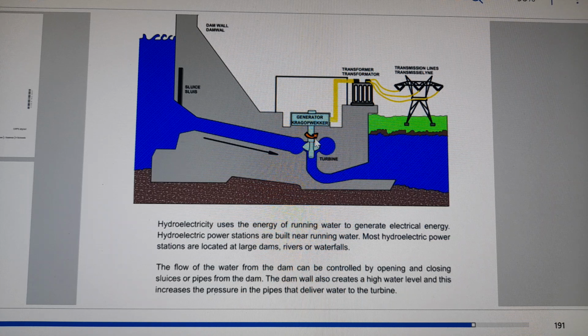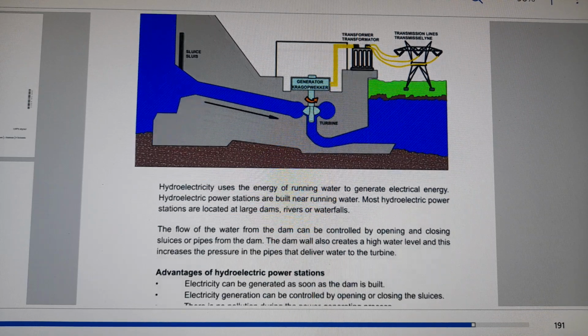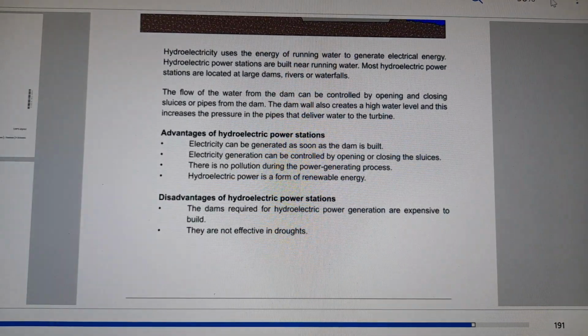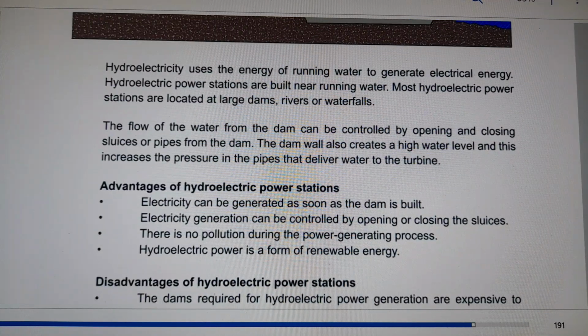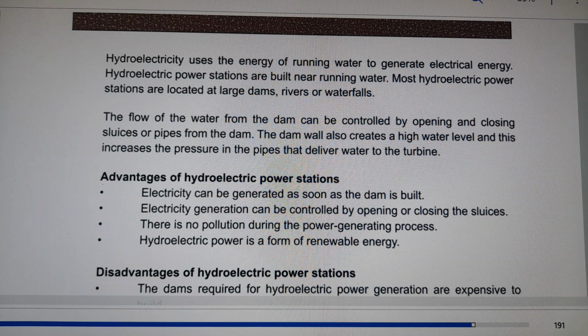So the key thing, or the key difference, is how the turbine is turned. With coal, it is turned through steam, okay, that is fired by coal. In nuclear, it is turned by steam that is fired by nuclear or uranium. And then in a hydroelectric power station, the turbine is turned by water under pressure. Okay, so now you understand the three different ways of generating electricity that we use in South Africa.